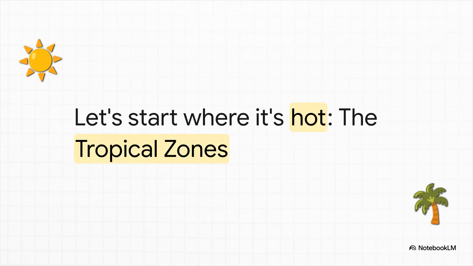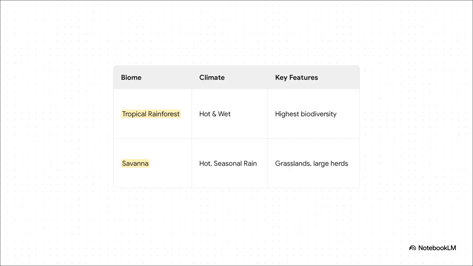But even here, where it's always hot, that second factor, precipitation, creates worlds that are dramatically different from each other. So on one side, you have the tropical rainforest. It's hot and it's wet all the time. That combination creates this explosion of life. It's got the highest biodiversity anywhere on the planet.